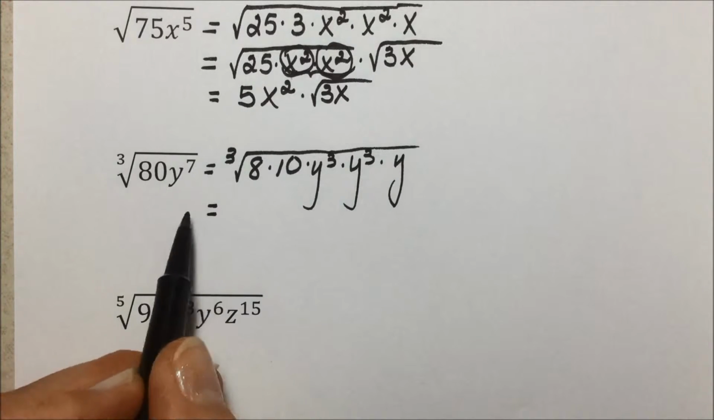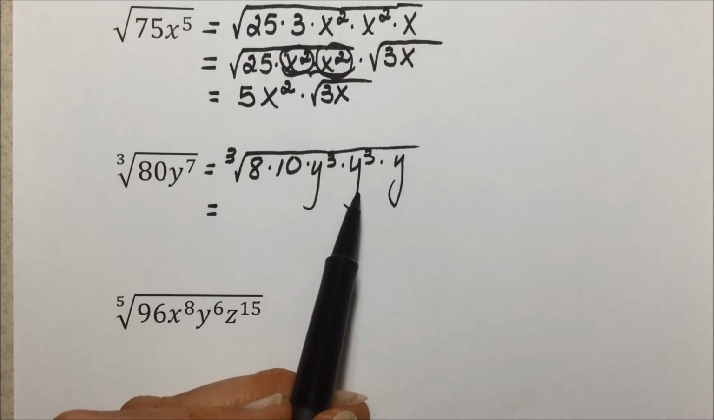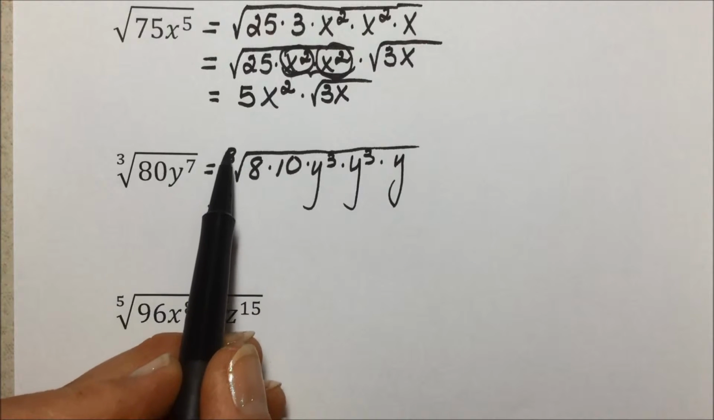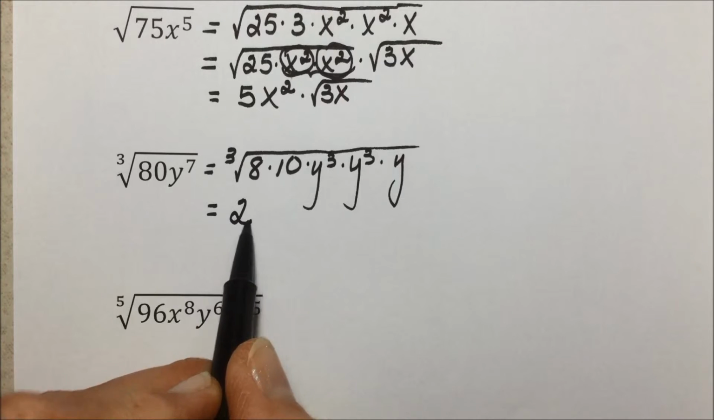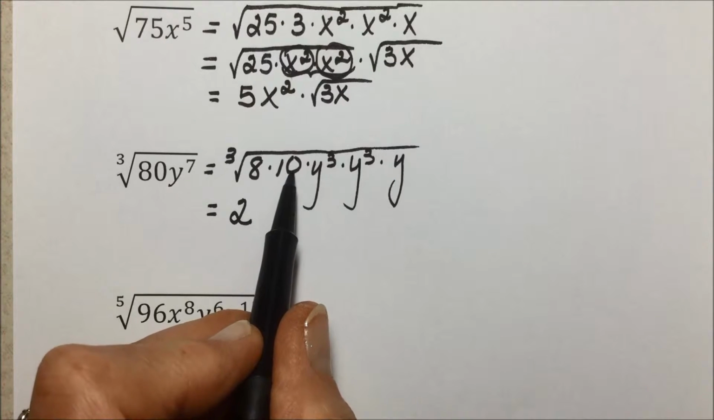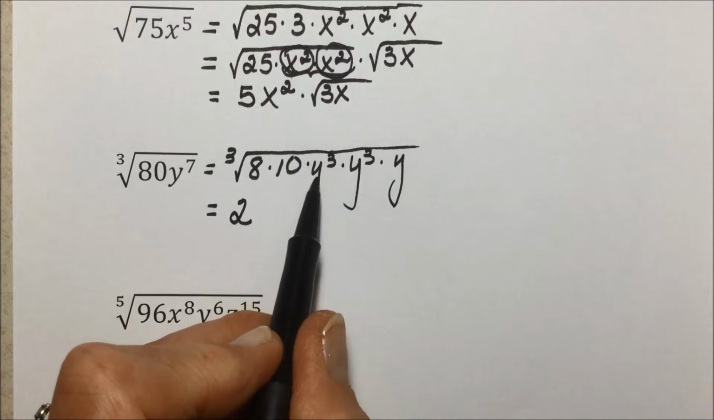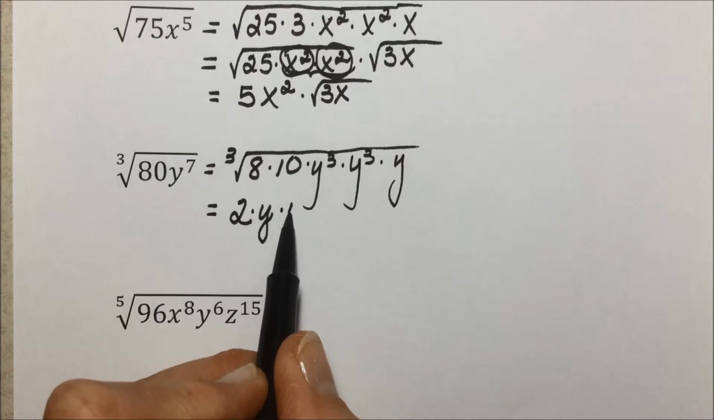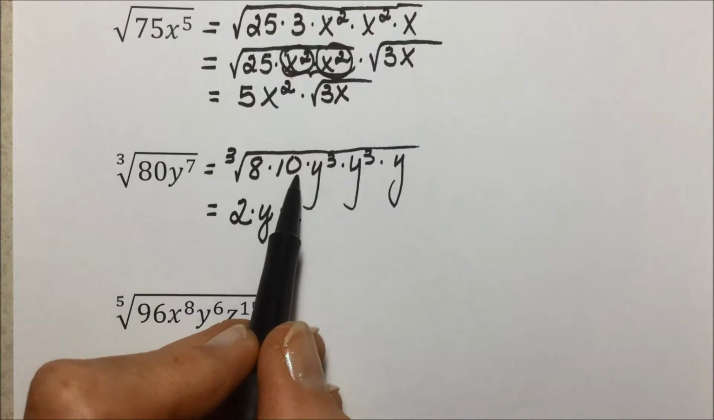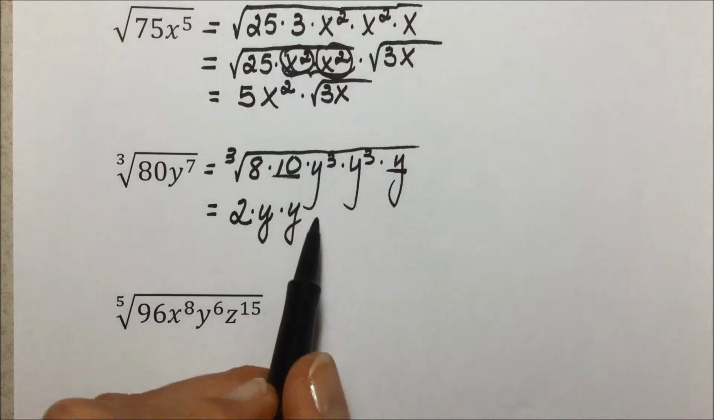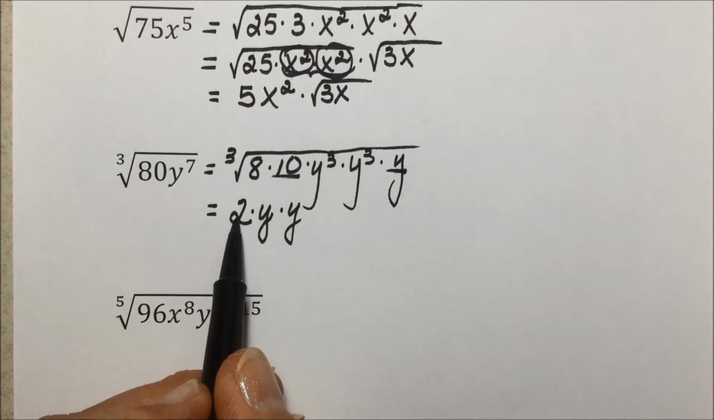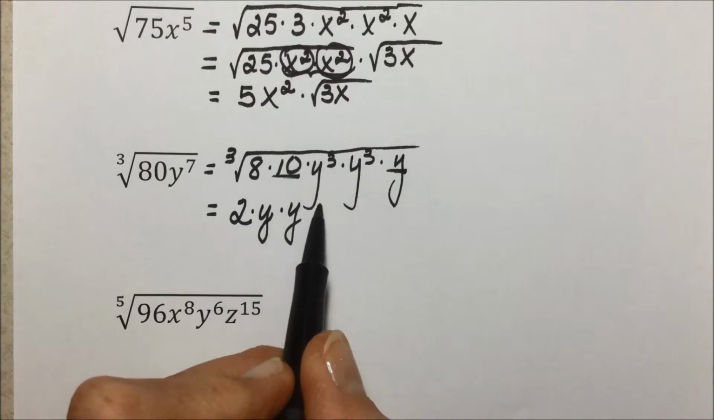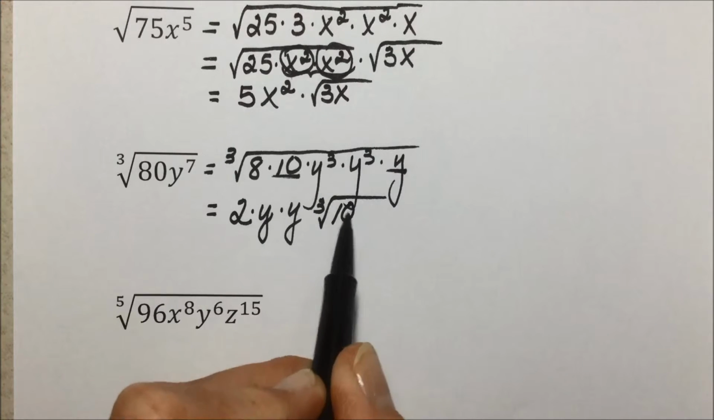And just as a shortcut, instead of separating out these factors into two radicals, we can just simplify from here. The cube root of 8 will give us 2. Cube root of 10 we can't do anything with. It'll remain underneath the radical. Cube root of y to the 3rd power will bring out a y. Cube root of y to the 3rd brings out another y. And we're still left with the y to the 1st power. So 2 is the cube root of 8, y is the cube root of y to the third, same with this other one, and left underneath the radical is the 10 and the y.